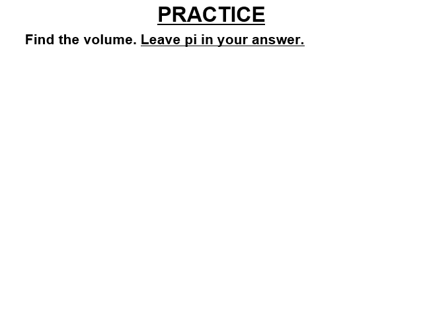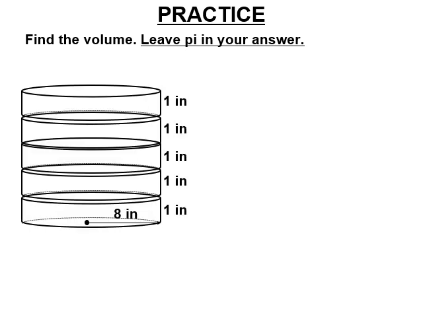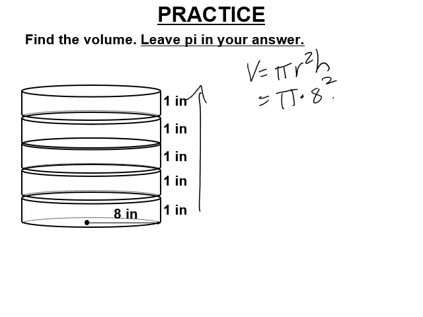So we'll practice. Notice it says leave pi in your answer. So we're going to find the exact volume of this. It's pi r squared h. So we're leaving pi. The radius is 8, and we have to square that. And the height, we can just add up those heights, and it's 1 plus 1 plus 1 plus 1 plus 1, which is 5. So pi times 64 times 5.